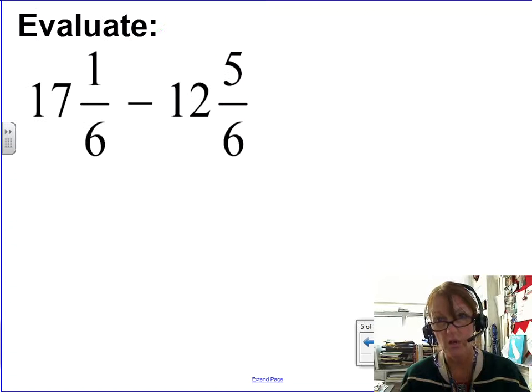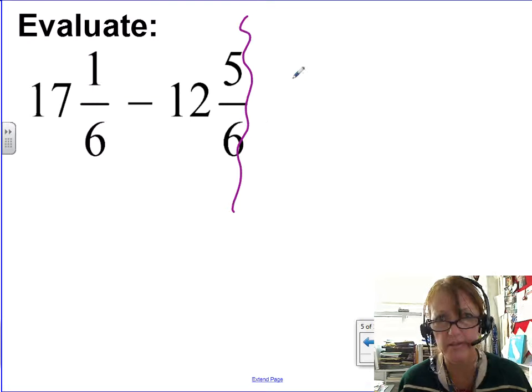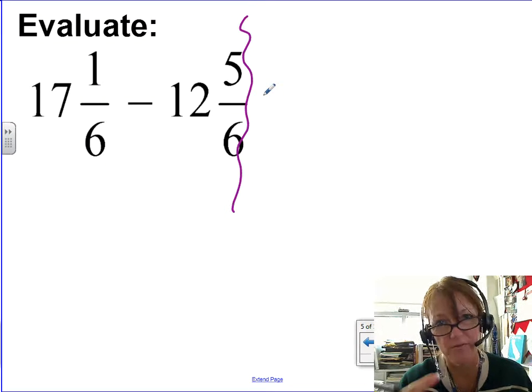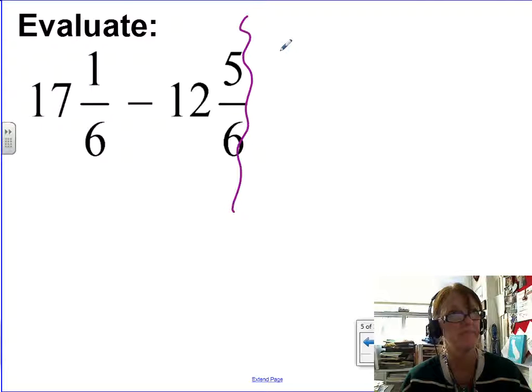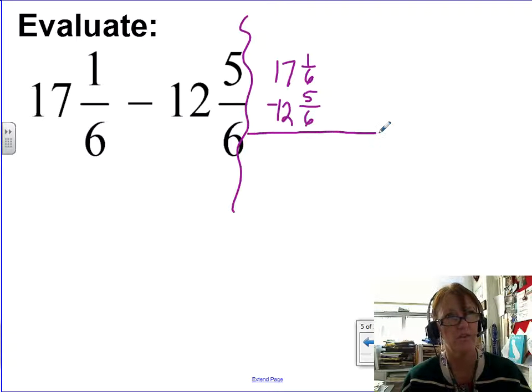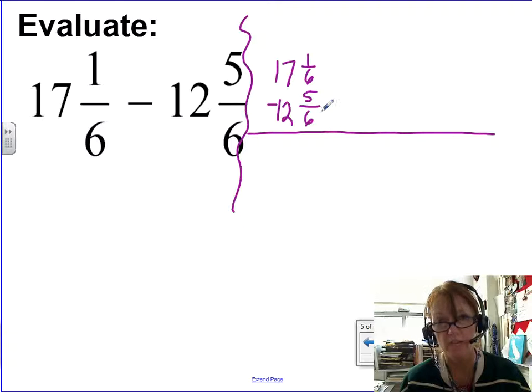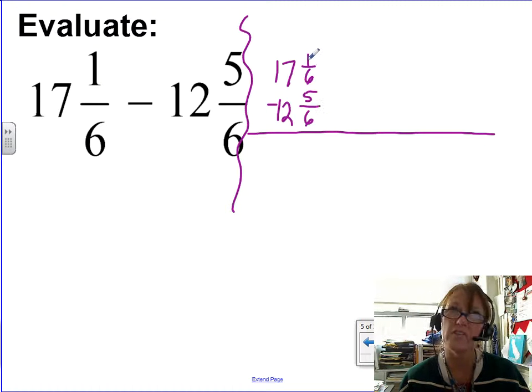Boing, a little more complicated. All right, now you're looking at this and saying, oh, that doesn't look so bad. You're absolutely right. It's not that bad, but I got to write it vertically because this bugs me. 17 and 1/6 minus 12 and 5/6. Now look how nice this is. You have a common denominator already. However, we can't take 1 minus 5. So we're going to borrow.